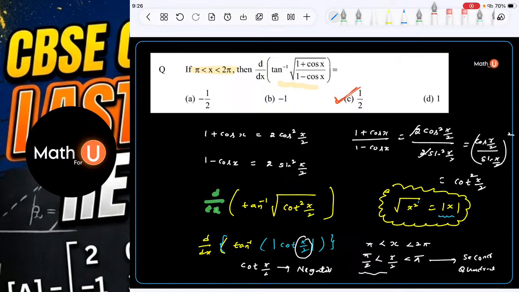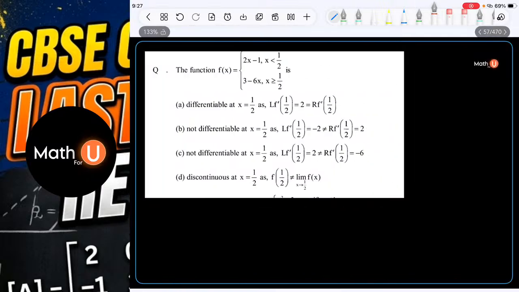Okay, if you do not apply this, you get the answer minus 1 by 2. This is not correct. Be careful with trigonometry functions. If you are dealing with trigonometry functions, be careful. Okay, next we discuss another question.